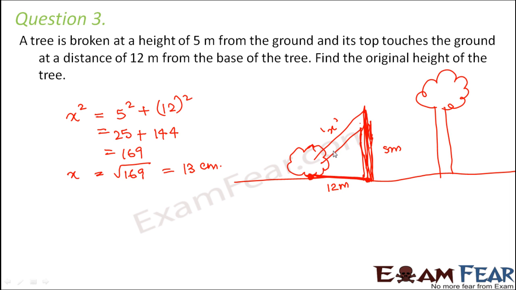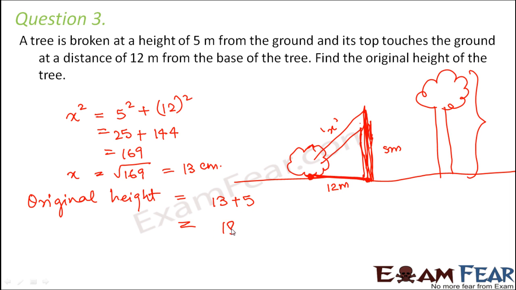So original height would be what? This entire height, right? So before it was broken, that means when it was not broken, this part was also erect. So basically original height would be equal to 13 plus 5, that is equal to 18 meters. So these were all in meters. So the original height of the tree would be 18 meters.